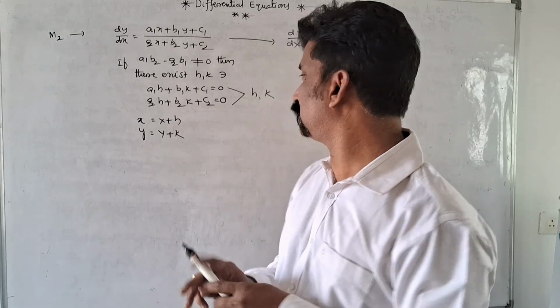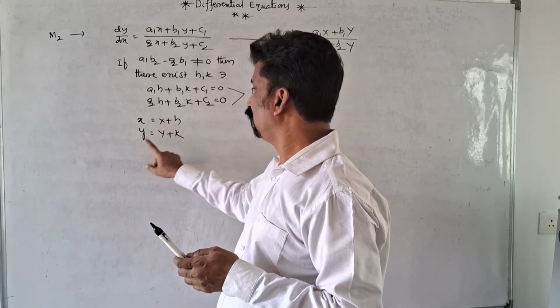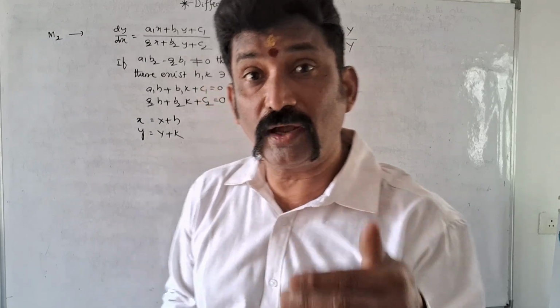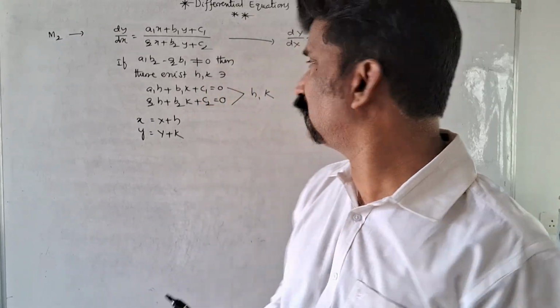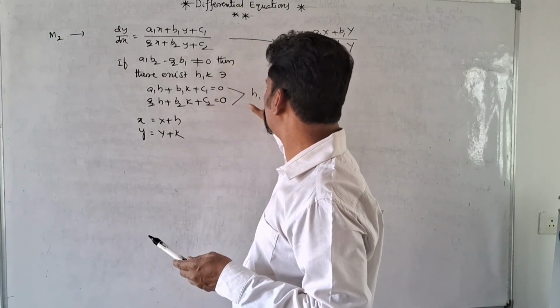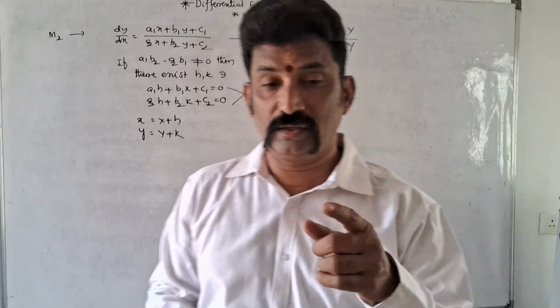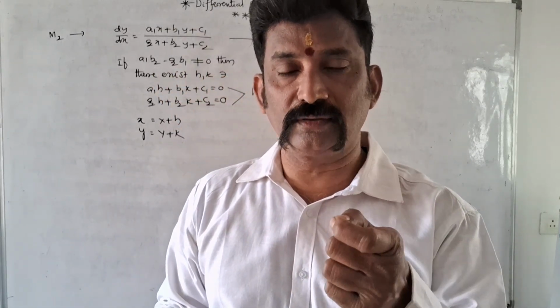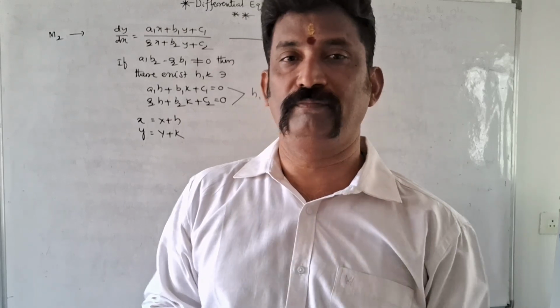The substitution method is small x is equal to x plus h and small y is equal to y plus k. Don't forget that one. And what are the values of h comma k? Solve these two equations, we get the values h comma k. Okay, I repeat, don't select this type of question in the board.